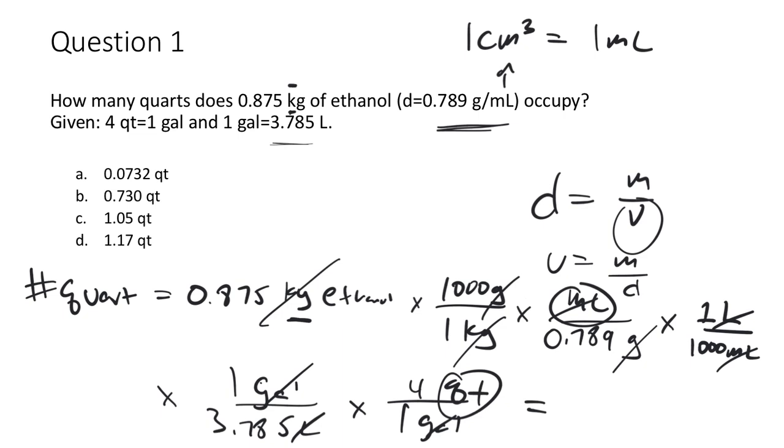So that's a little less than a third of a gallon multiplied by 4. It's a little bit more than a quart. So it's 1.17 quarts.